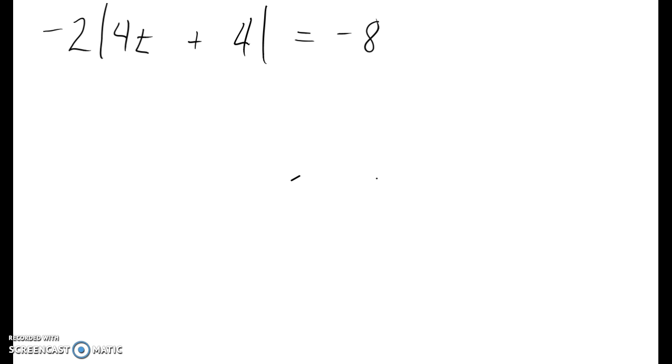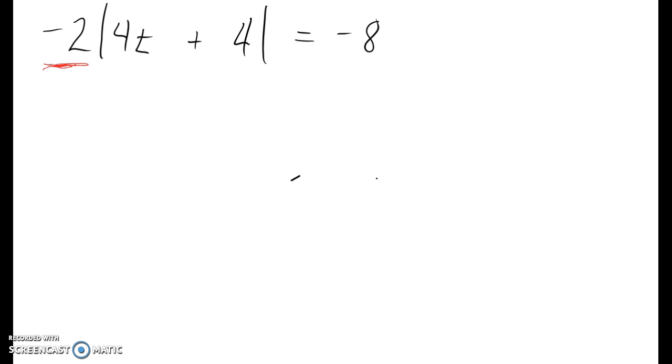Let's look at this one. Now, is this possible to have a negative 8 as your answer? In this instance, it is, and that's because of this leading negative 2 here. This leading negative 2 enables it to be a negative 8. It's not just that we have the absolute value, but we also have this negative 2 affecting the outcome.